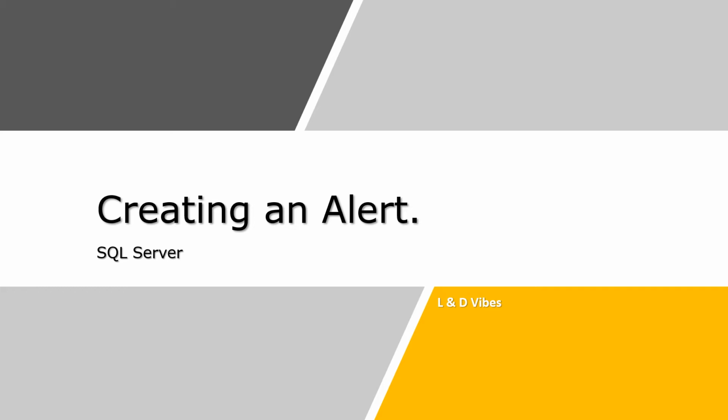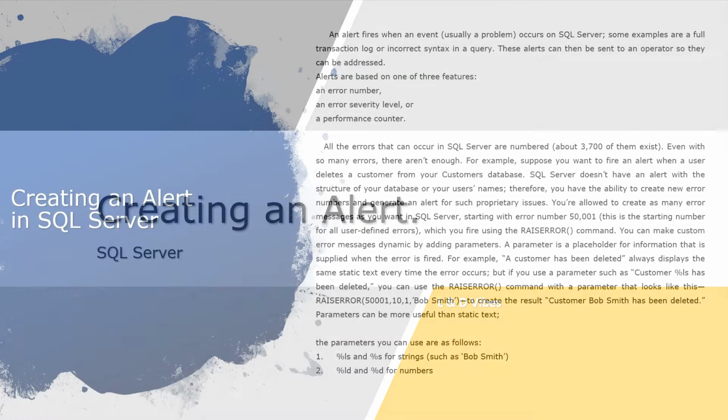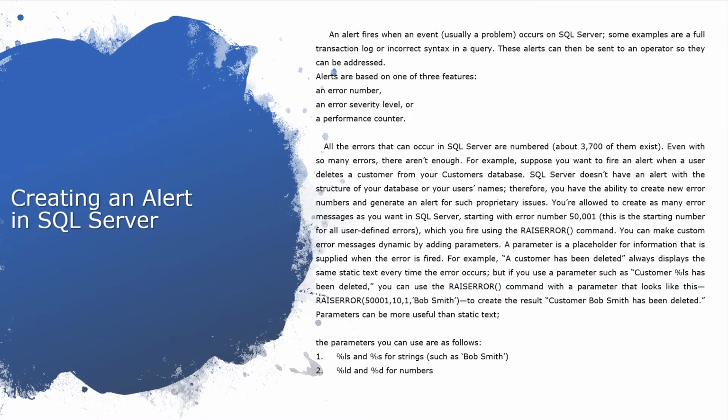Creating an alert in SQL Server. An alert fires when an event, usually a problem, occurs on SQL Server. Some examples are a full transaction log or incorrect syntax in a query. These alerts can then be sent to an operator so they can be addressed.